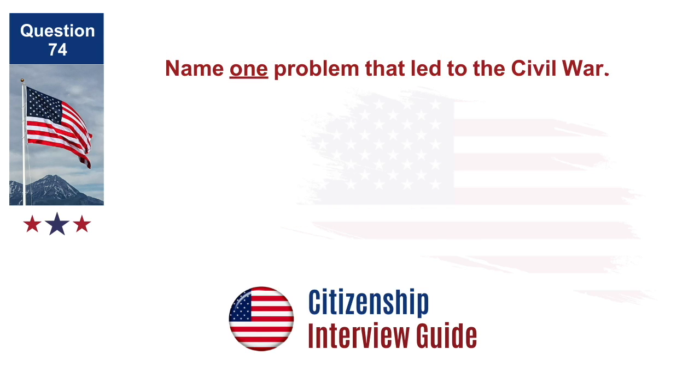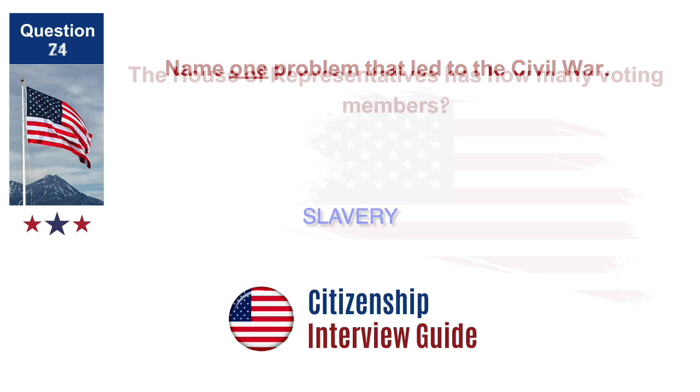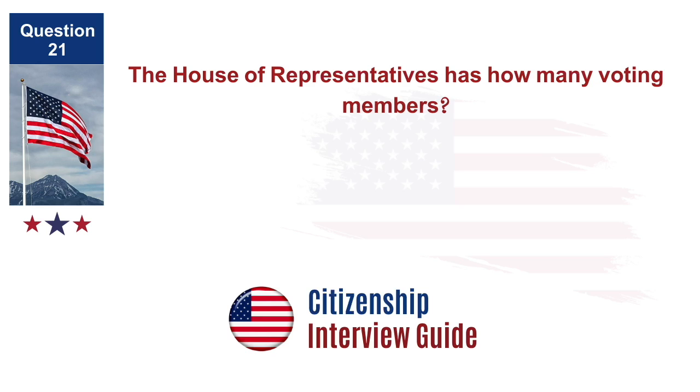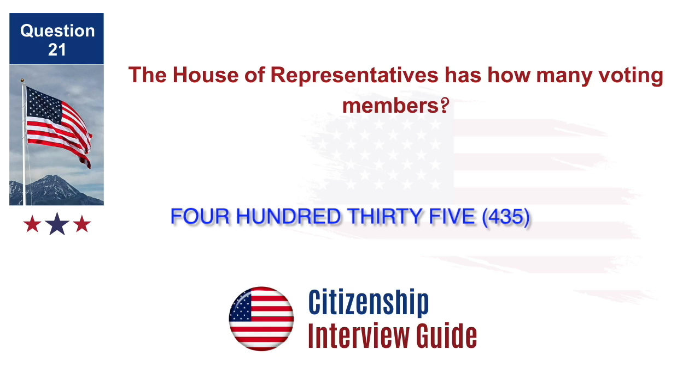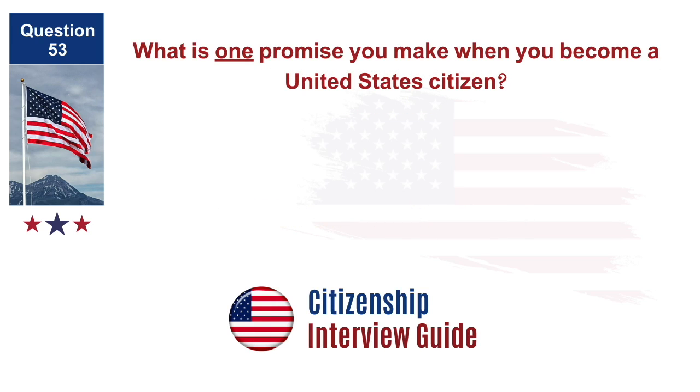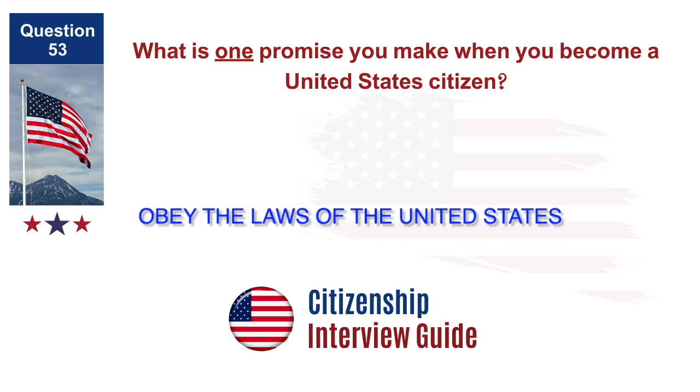Name 1 problem that led to the Civil War. Slavery. The House of Representatives has how many voting members? 435. What is one promise you make when you become a United States citizen? Obey the laws of the United States.